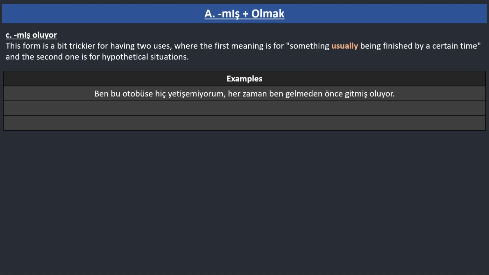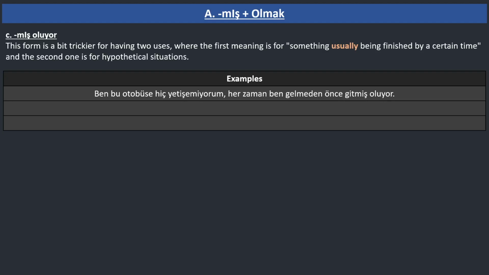Ben bu otobüse hiç yetişemiyorum. Her zaman ben gelmeden önce gitmiş oluyor. Yetişmek is being able to catch up. But I can't catch up with this bus.